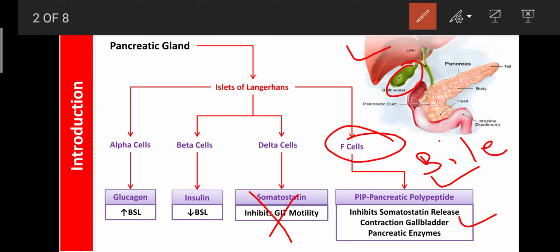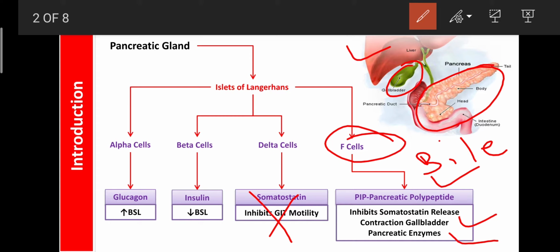And also the PP, or pancreatic polypeptide, can give signals to the exocrine part of the pancreatic gland. So those are involved in the secretion of pancreatic amylase, pancreatic lipase, and many other enzymes. Those are involved in the digestion of carbohydrates, proteins and fats. Their secretion is also increased by the release of the pancreatic polypeptide. That's why the pancreatic polypeptide plays an important role in the regulation of digestion in the small intestine.